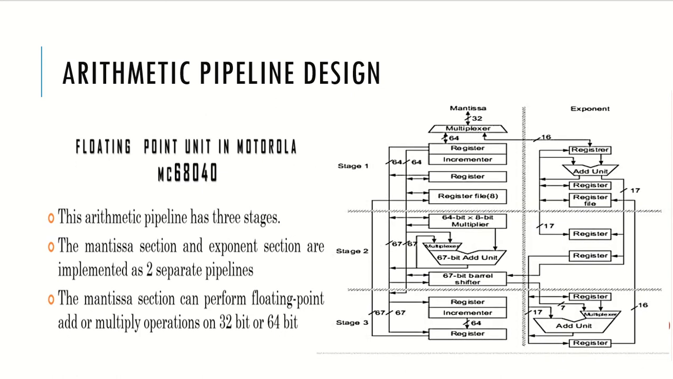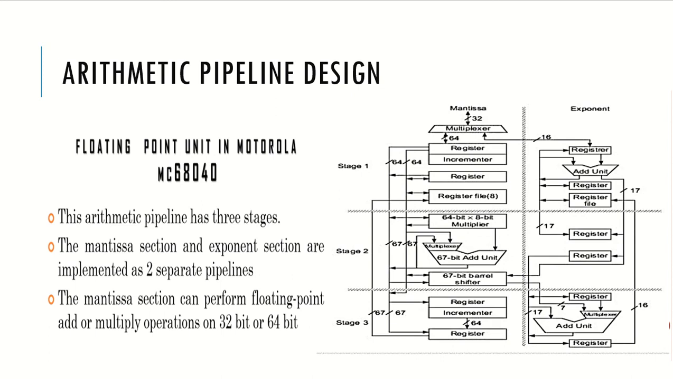Moving further, when you have a floating point, this was actually discussed in the previous module also. So here we are going to discuss the floating point functional pipeline, which is available in the case of the Motorola MC68040, which was discussed in the first module. We were discussing the functional units of MC68040 in module 1. Now we are going to see how the arithmetic pipeline is designed in the case of MC68040 from Motorola. So here the arithmetic pipeline has 3 stages.